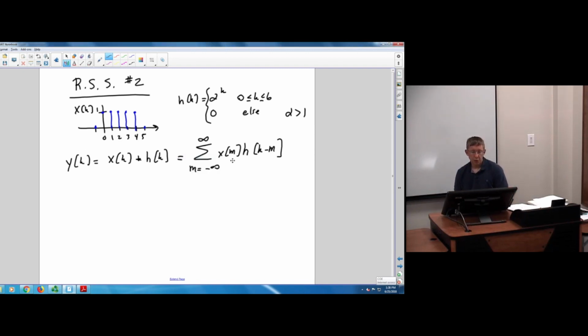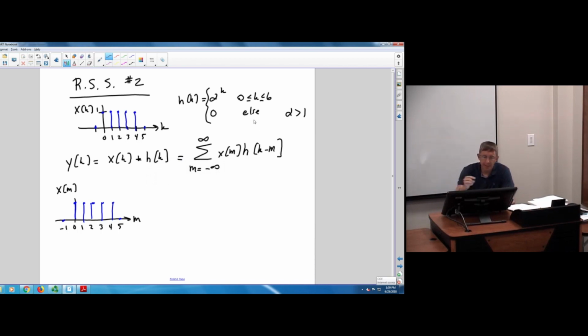So to evaluate this convolution, I need to know what x of m looks like. I need to know what h of k minus m looks like. So let's just start making our plots. X of m looks identical to x of k, except it's plotted versus m, whereas that one's plotted versus k. So it looks just like what we plotted above. That one's always the easy one. What about h of k minus m?